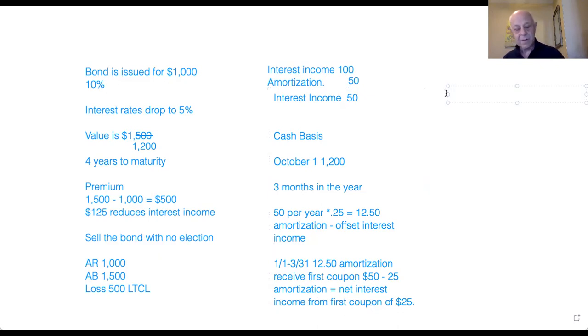We've had the prior year, we carried forward $12.50 of amortization. And then for the current year, we're going to have $50 of amortization when we take into account all 12 months. We'll have $50 of amortization.